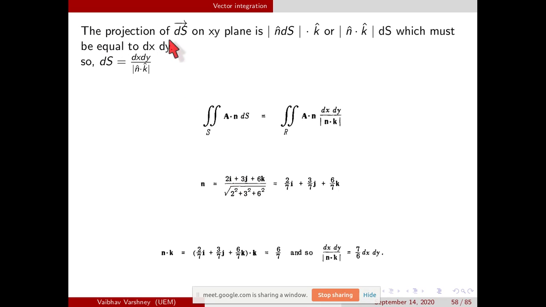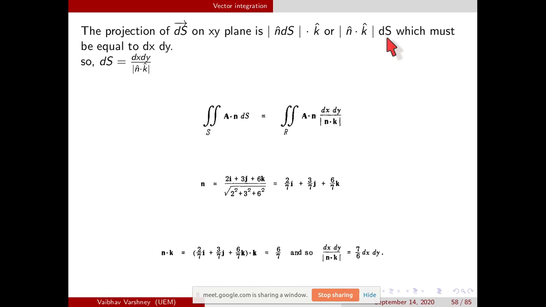See, the projection of ds on the xy plane, as I already made clear in the previous slide, we want to project ds on the xy plane, and the normal to the xy plane is k cap. So we have to do the dot product of this ds with the k cap, this n cap ds dot k cap, and because ds is the magnitude, we can take it out, and we can write this as n cap dot k cap ds.